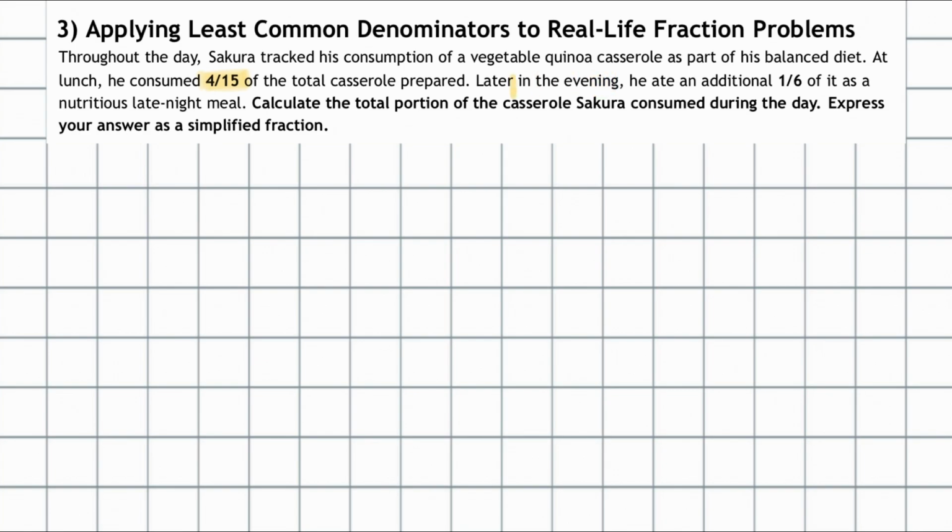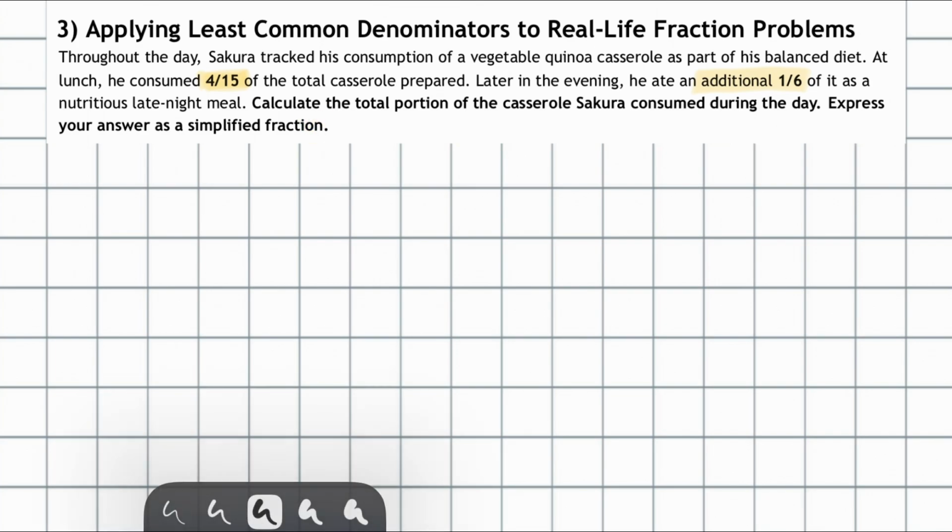Later, in the morning, he ate a portion, and in the evening, he ate an additional. So this is the key word. The word additional stands for adding, plus. So we know that we're going to be adding fractions in this case. 1/6 of it as a nutritionist late night meal. Calculate the total portion of the casserole Shakura consumed during the day. Express your answer as a simplified fraction.